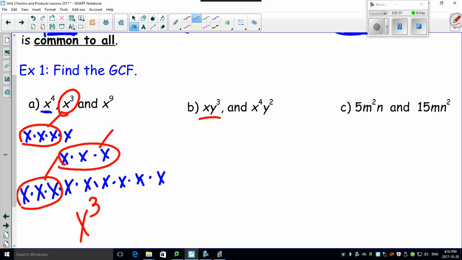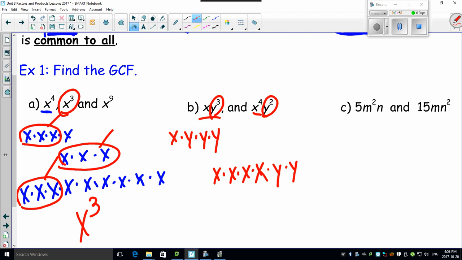Look at this one. This one says x times y times y times y. I don't know why. I guess we'll know why soon. Okay, there's x times x times x times x. That's this guy. 2 y's, y and a y. Look what's common to both. Notice this is 2, this is 3. If you think about it, only 2 y's are common to both.